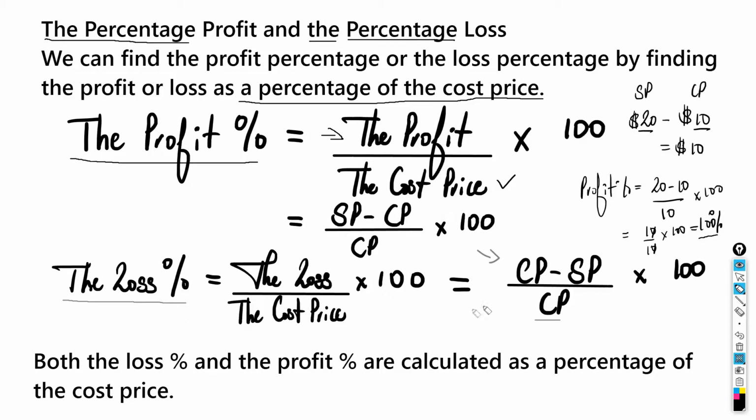So it's the same thing. You use the formulas from the last video, the loss and the profit formulas. You divide by the cost price and multiply by 100. That's how you find the profit percentage or the loss percentage. And down here it says both the loss percentage and the profit percentage are calculated as a percentage of the cost price, which means you divide by the cost price, then multiply by 100 to find the loss or profit percentage. Cool. So let's look at some examples now.